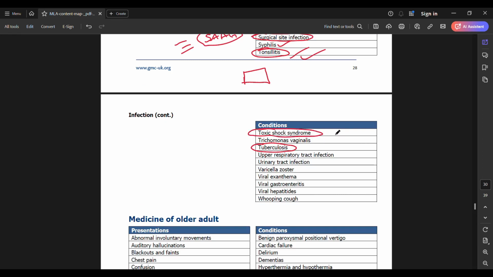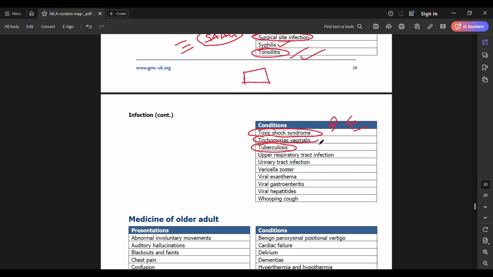Next, you have toxic shock syndrome. This usually shows up in the case where a female has a tampon in for too long or a nasal packing has been done for too long. So in both those cases, make sure you do your toxic shock syndrome really well. Know that it's caused by Staph aureus, could show up as a patient with shock, of course, right?